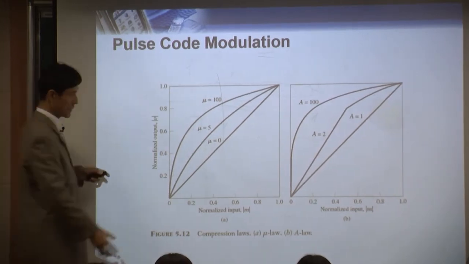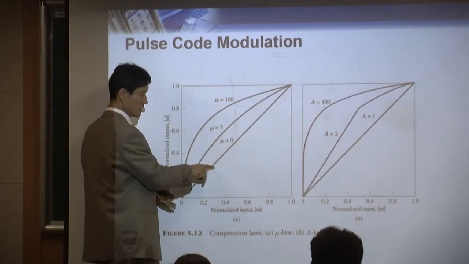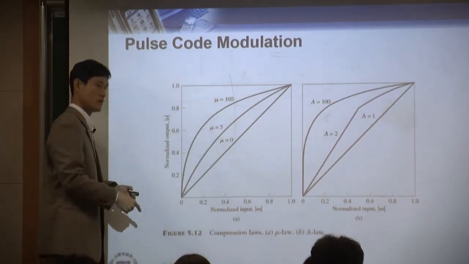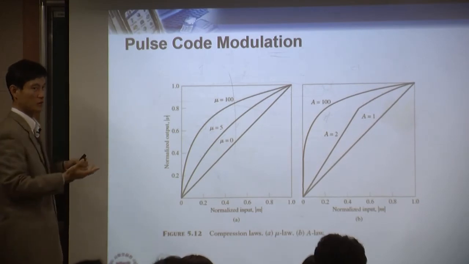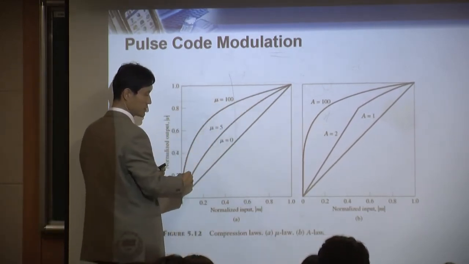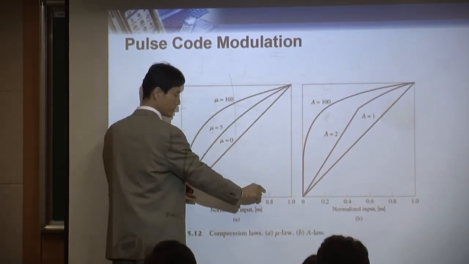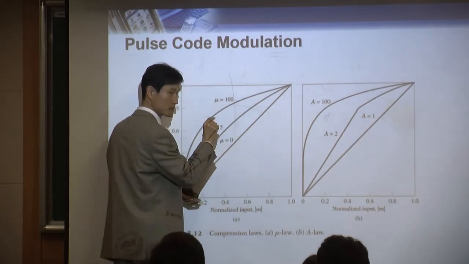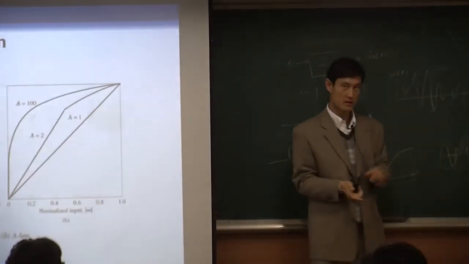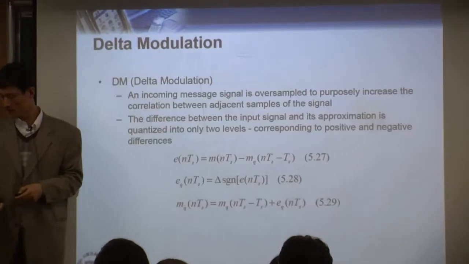Based on this mu parameter, you can change how much you want to amplify. If you use mu equal to 0, that means it's going to be linear, which means your input just goes to output the same way. But if you have a large mu, that means you are amplifying the small values much more, and you are amplifying the large values only a little bit. That way, this kind of signal now changes into that signal. Okay, so that's PCM.